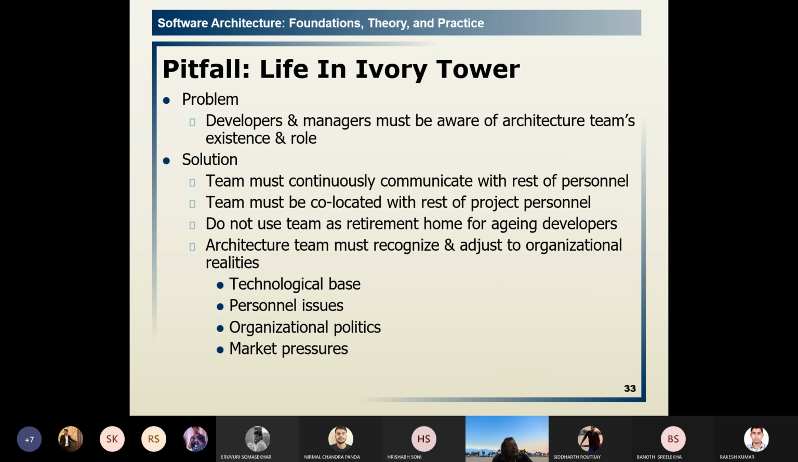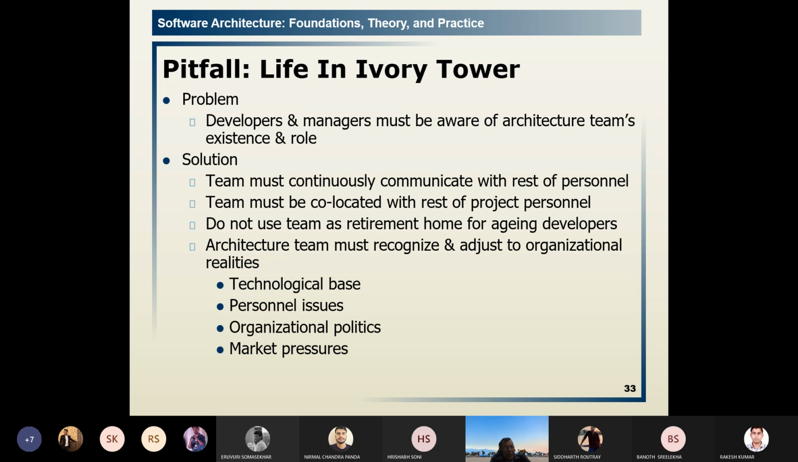And one more thing: life in the ivory tower. Most people live in a dream. That I can bring wonders if I get the software at implementation level. My software will be the best. It will have this type of solution, this type of presentation. They always dream a lot. Life in ivory tower.